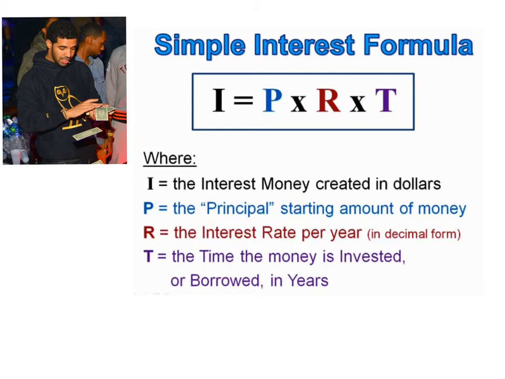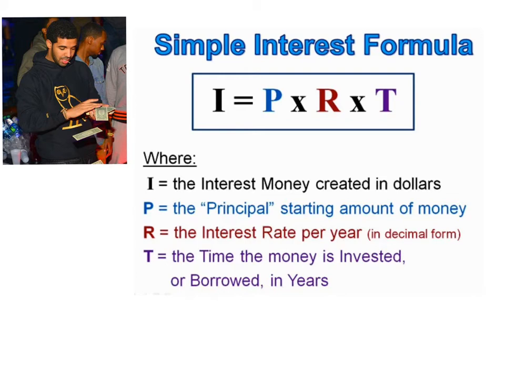So the simple interest formula is I equals P times R times T, where I is the interest money created, P is the principal, R is that interest rate, and T is the time that the money is invested or borrowed, typically in years.